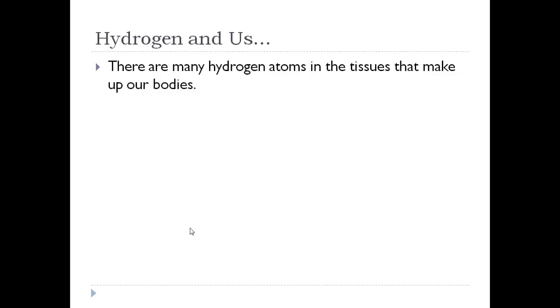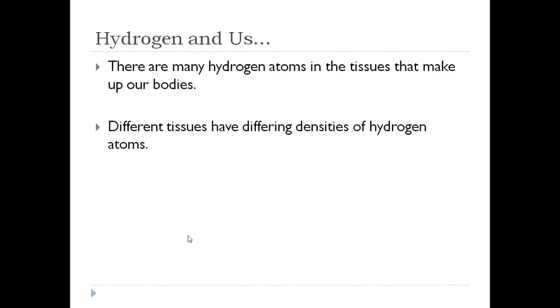Okay, now to get at how we can use this to image tissues inside the human body, we can first note that within the body there are many hydrogen atoms. So the various tissues in our body have differing densities of hydrogen atoms. And so we ought to be able to produce a mechanism that will allow us to distinguish between the different tissues inside the human body. As you can imagine, that's a reasonably complex thing to do, but it should be possible.